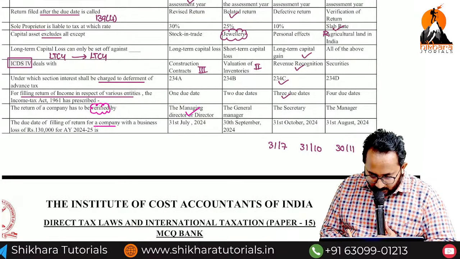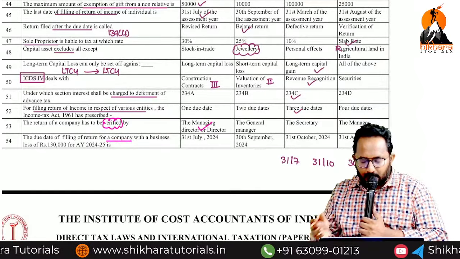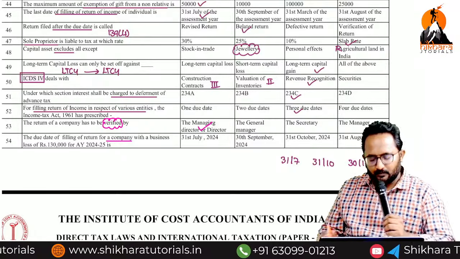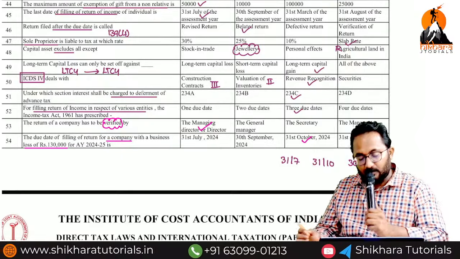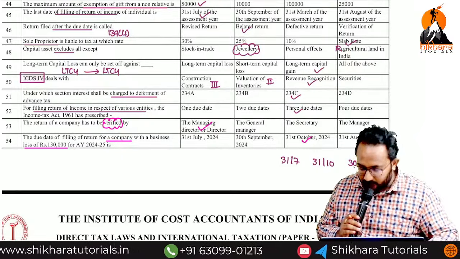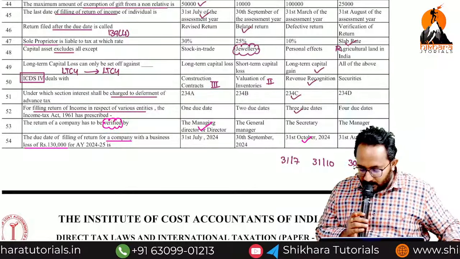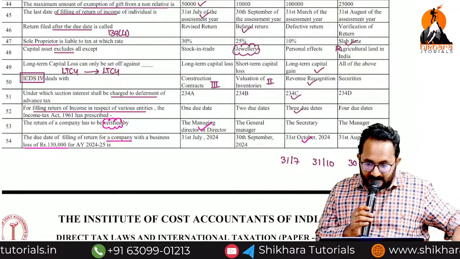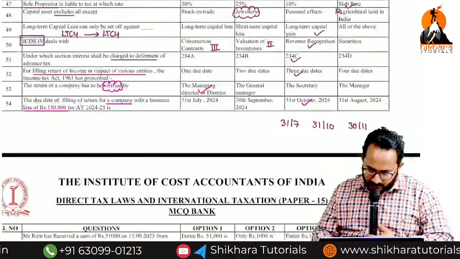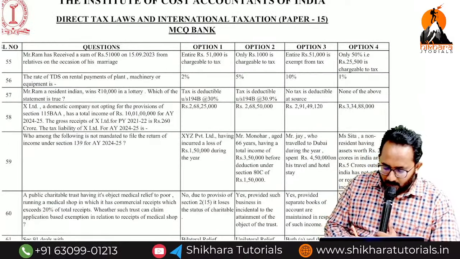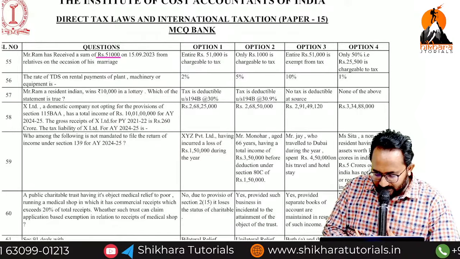Generally a company, irrespective of profits or losses, even with zero income, is required to file the return of income. But in this case they are getting a loss. So what is the due date for filing of return of income for companies? 31st October. Yes, for companies, even a loss return is mandatorily required to be filed. But what is the due date? 31st October.